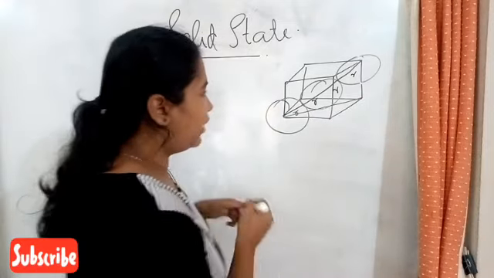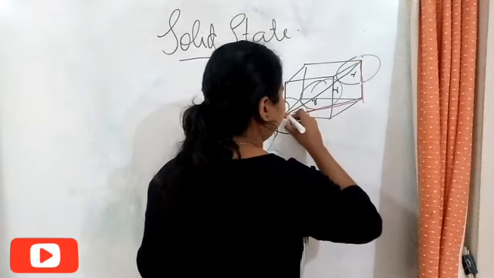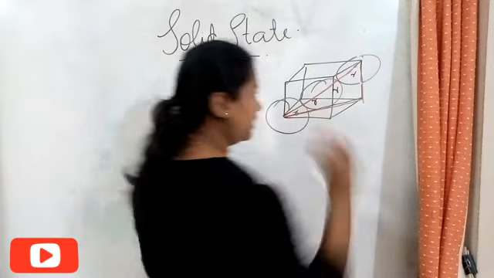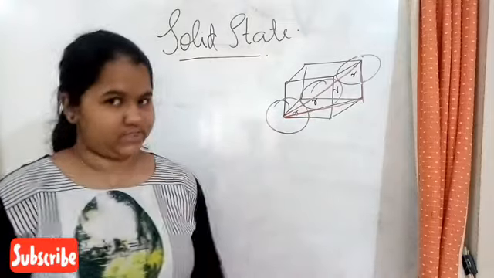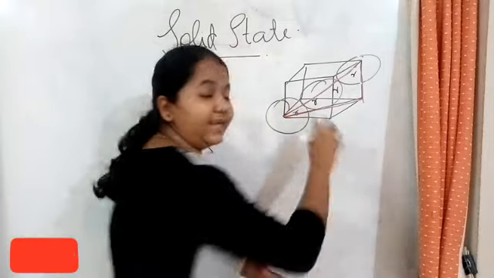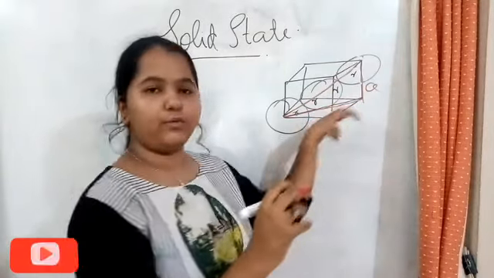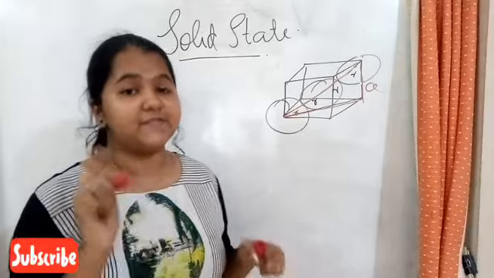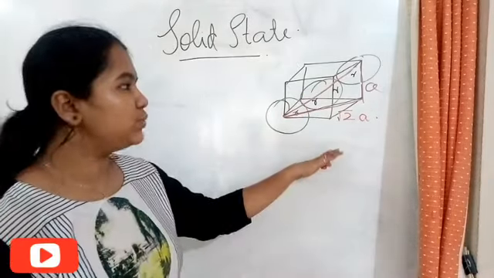See, now this is a right angle triangle. This is a right angle triangle. Am I right? This is the diagonal to the base face. Okay? So what is this? This is the diagonal to the base face. A side is a, and therefore what is the diagonal of a square of side a? Root 2 a.